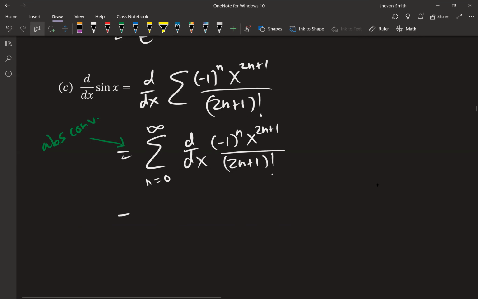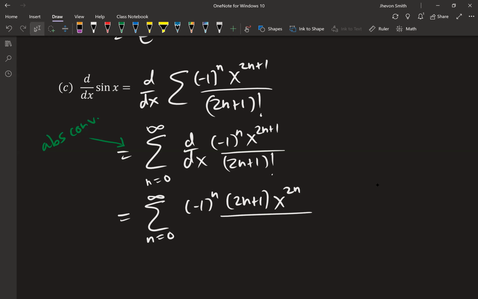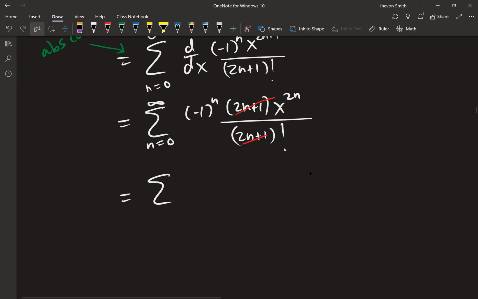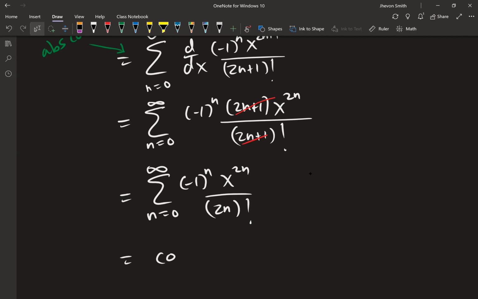And now I'm just doing what's called term by term differentiation. Bring the power down, 2n plus 1, x to the 2n, subtract 1 from the power, over 2n plus 1 factorial. You'd realize that the 2n plus 1 cancels the 2n plus 1 out of the factorial. That would give you the series n goes from 0 to infinity of minus 1 to the n, x to the 2n over 2n factorial. And you should recognize that as the cosine function.